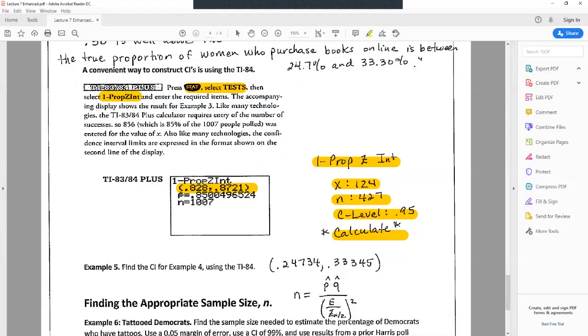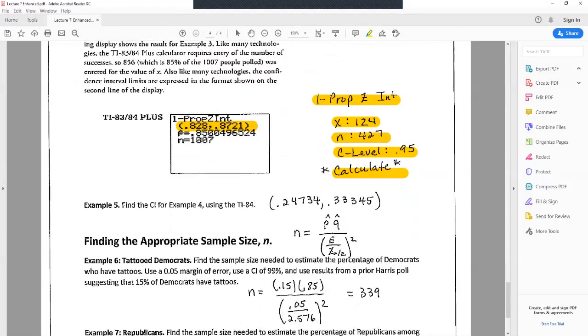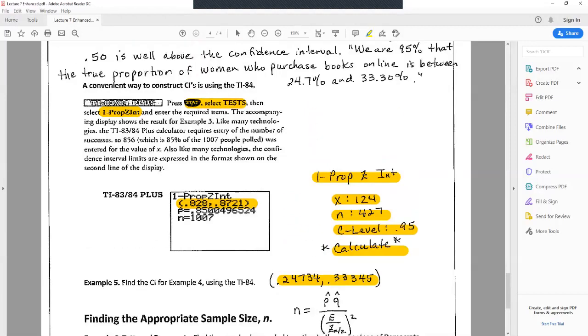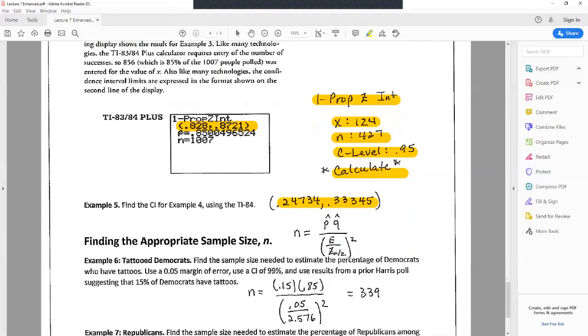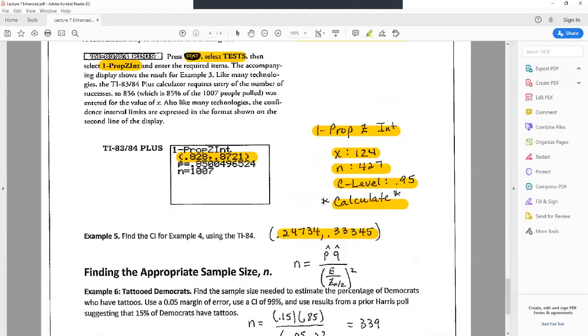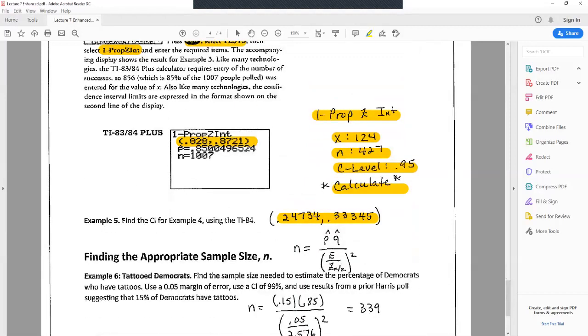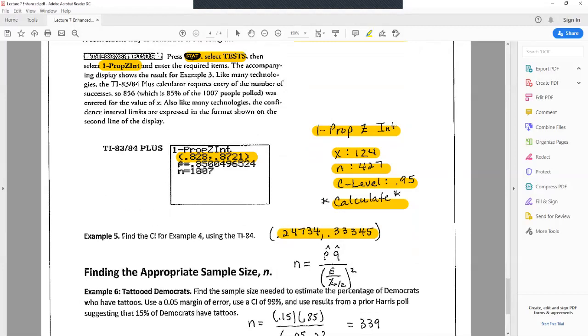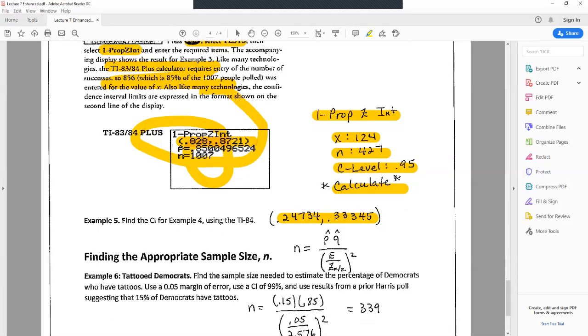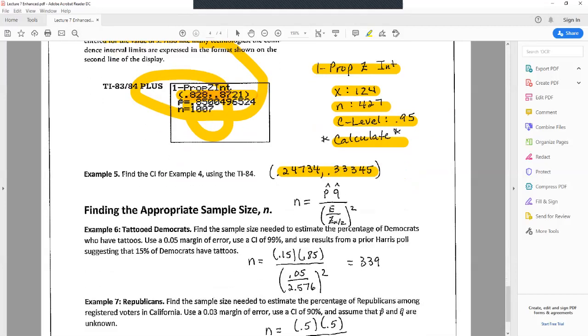So let's go back and verify that once we put that information in, we do get the same thing that we got up here, right? 24.7% and 33.3%. Okay. Of course, the example here led to this number here. I got a little off track there, got a little confused. So hopefully that's clearer now.